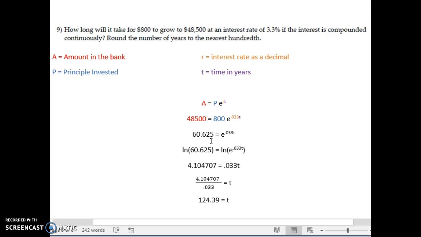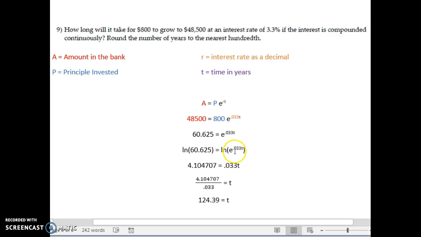Now if you take the logarithm, the same logarithm of both sides, we get to here. This logarithm is just a number. And over here, the logarithm of e raised to any value, these are inverse functions. So the ln and the e are going to cancel out, and you're just going to be left with that top part.